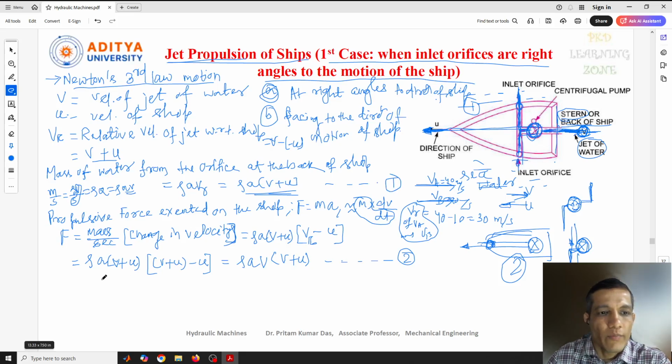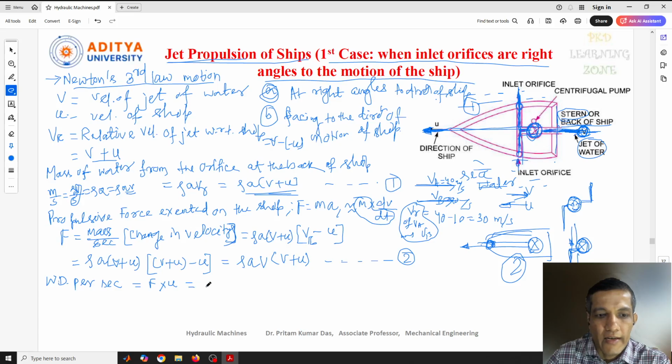So this is about the propulsive force exerted on the ship by the jet of water. Similarly, once we find the force, we can also find the work done per second. Work done per second we can write as F into u, force into velocity. Actually, how is work done calculated? Force into distance, but since we have taken work done per second, we write force into distance per time.